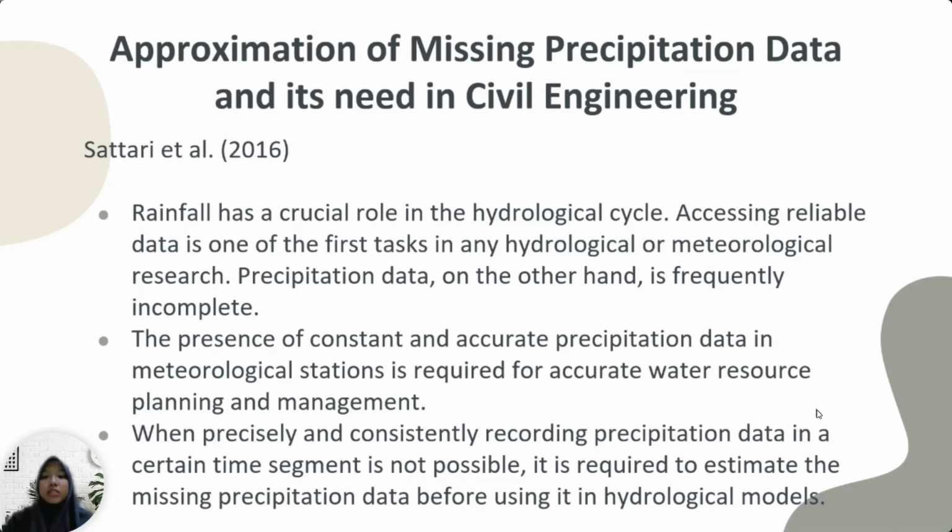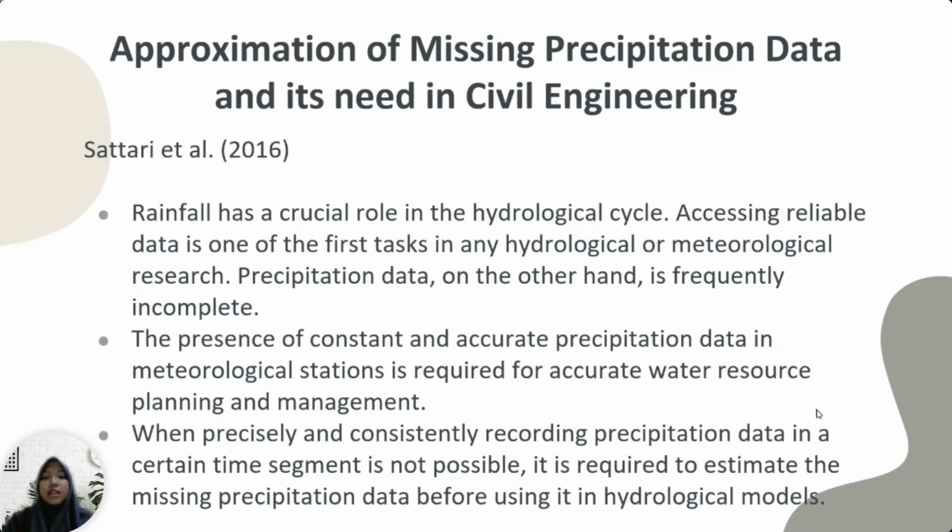When precisely and consistently recording precipitation data in a certain time segment is not possible, it is required to estimate the missing precipitation data before using it in a hydrological model. According to Norzaima et al., 2014, the importance of precipitation is identifying precipitation characteristics, occurrence, and temporal and spatial variability, statistical modeling and forecasting of precipitation, and resolving problems such as flood, drought, and landslide.